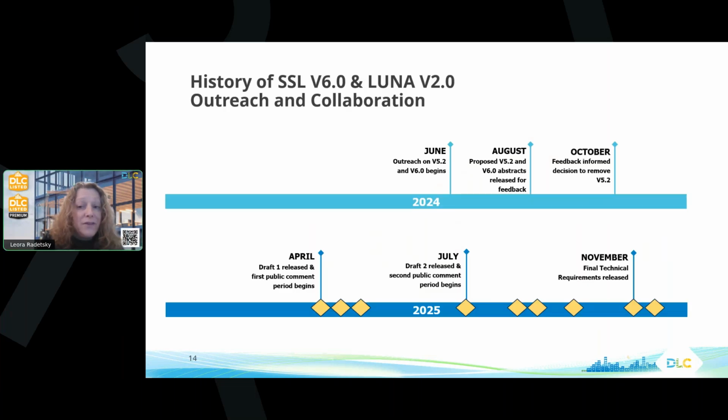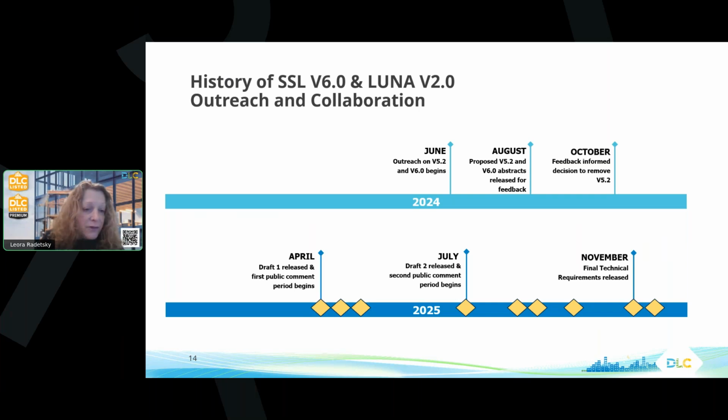We have been listening very closely to your feedback on SSL version 5.1 and LUNA version 1 since their release. We've been conducting outreach and sharing our analyses over the past few years. We started outreach on SSL version 5.2 and version 6.0 15 months ago and posted a public call for feedback in late summer 2024. That feedback informed not only the first draft of the technical requirements that we released earlier this year, it also informed our decision to include our proposals in one V6 policy rather than using a point revision and a major revision as we first intended.